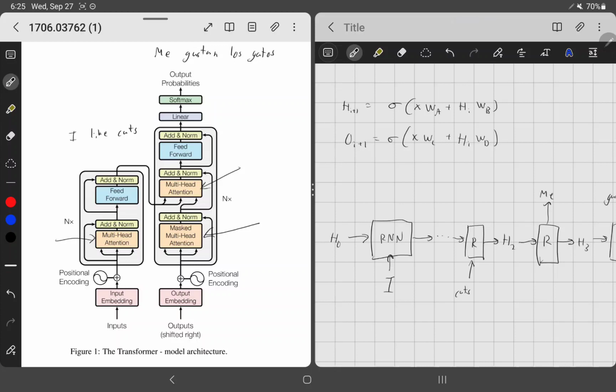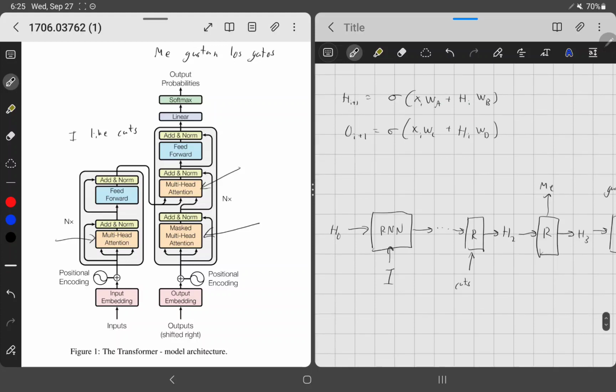So the hidden state would be x, your input, or I guess x sub i, times some matrix. This is just a very basic one, but it would be a feed forward layer for x, and then you add that or combine it somehow with the feed forward layer of the hidden state.